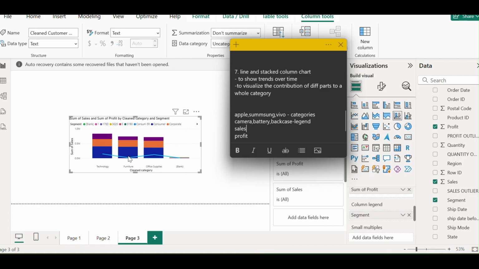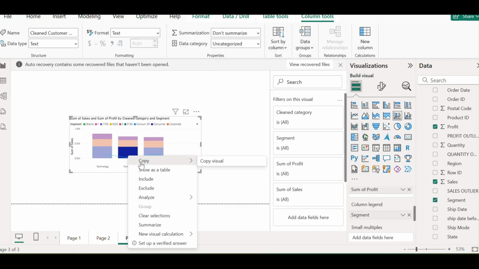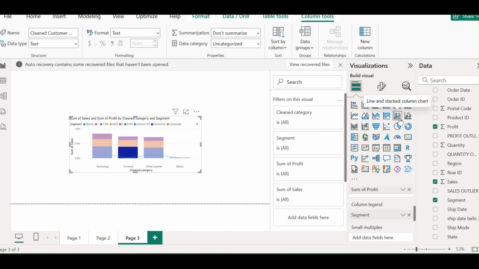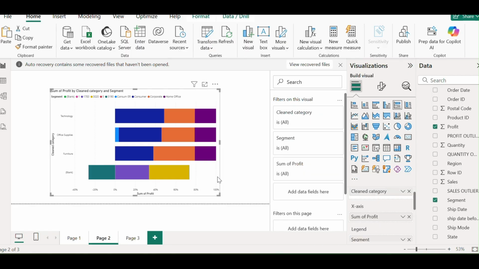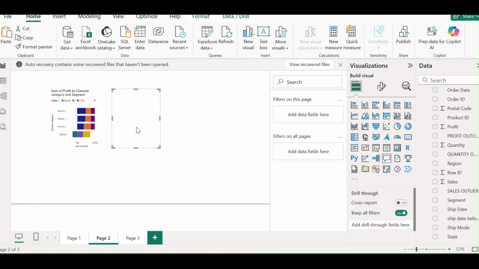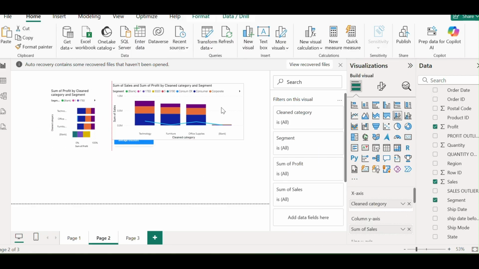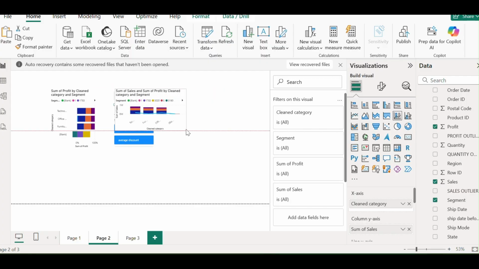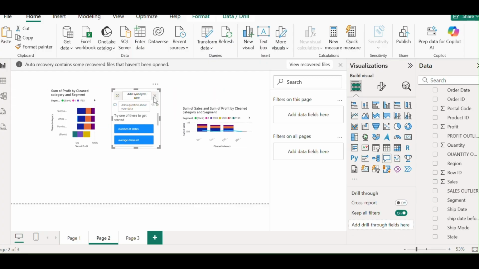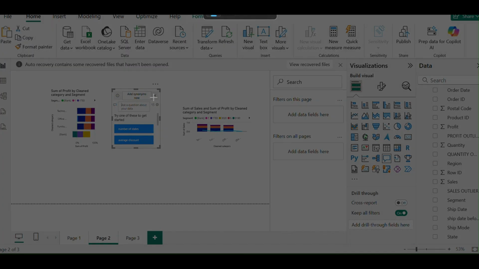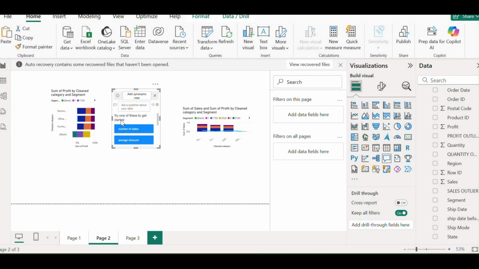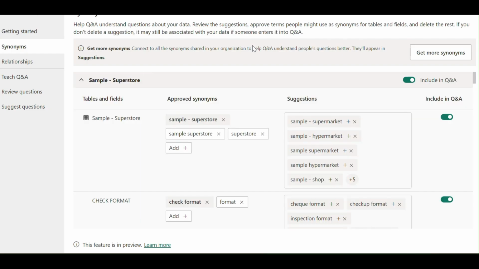Okay, this is how we do the 100% clustered one, this line and stacked column chart.